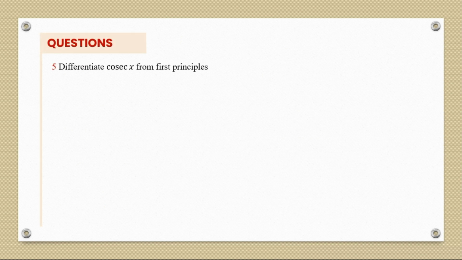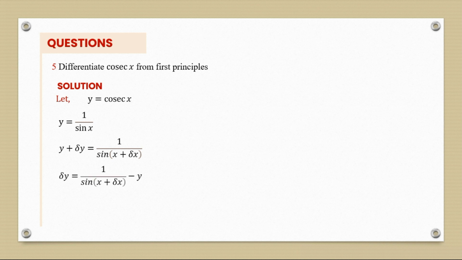Alright, so moving on, we're going to differentiate cosec x from first principles. So now we're going to let y be equal to cosec x, then we know that y is equal to 1 over sine x. It can also be represented that way. So now we're going to introduce the change in y. So y plus change in y is equal to 1 over, so wherever there is an x, we introduce the change in x. And then now change in y shall be equal to that minus y. But remember that y is equal to 1 over sine x.